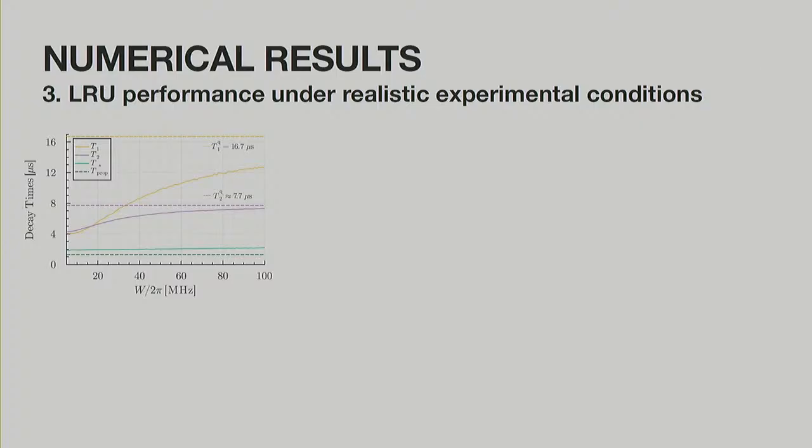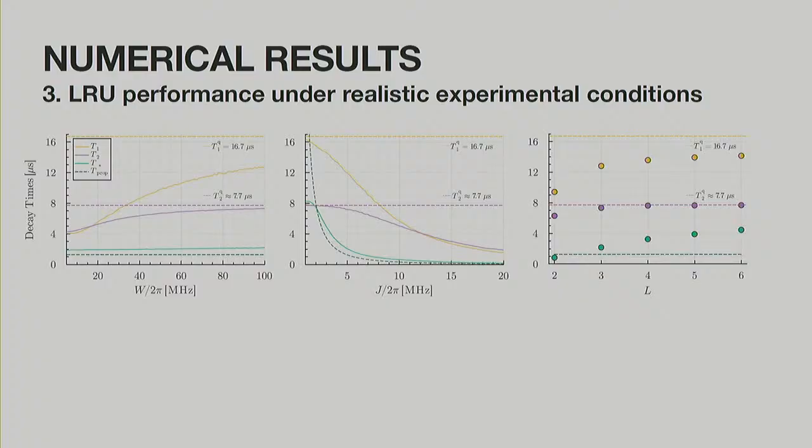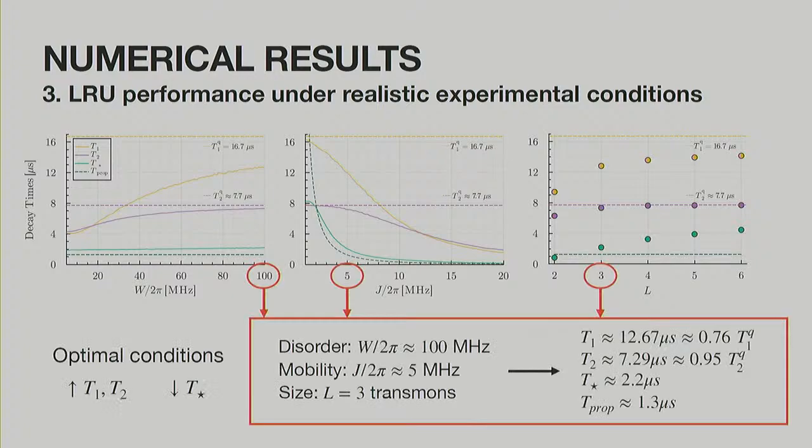Those are the maximal values we can achieve in the experimental condition, and then we see how the leakage removal affects them. And we see something similar with some differences, but it's not that important. Maybe the important part here is to choose a set of parameters that we can realize in an experiment and give good values. So trying to increase T1, T2 and reduce T star, we found that these values are good: 100 megahertz for the disorder, 5 megahertz for the hopping term, and a leakage removal unit of 3 transmons. So the coding transmon, one in the middle, and the measured one, or the one with dissipation.